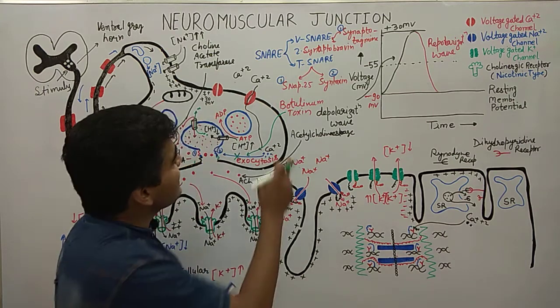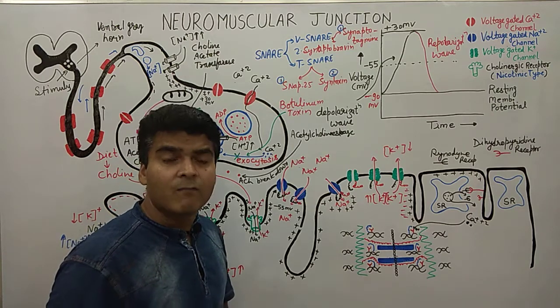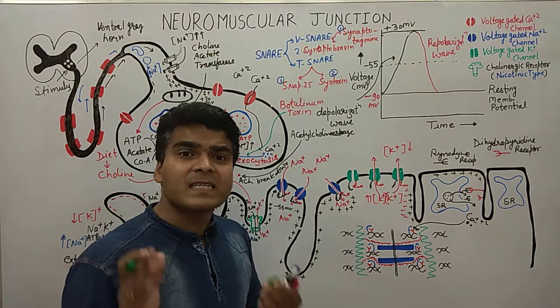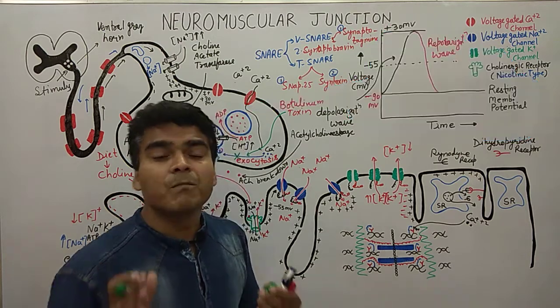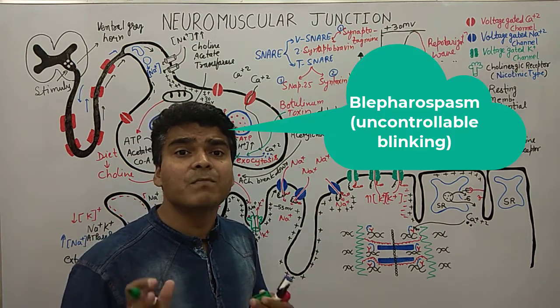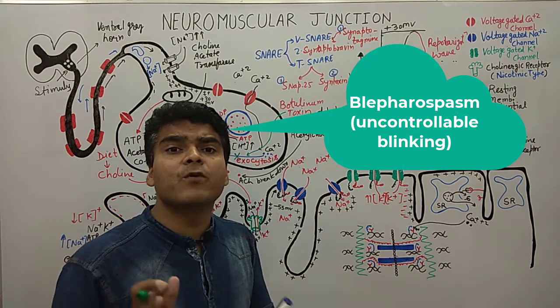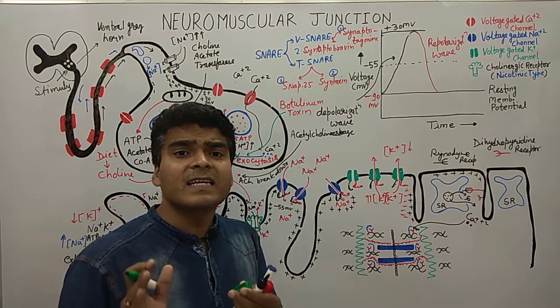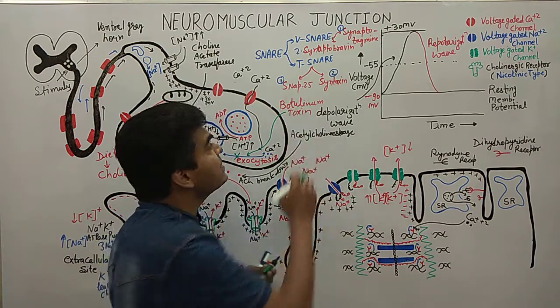But the same botulinum toxin we are using in some disorders. What are those disorders? The first one is strabismus. What is strabismus? This is crossed eye. And the second one is blepharospasm. What is blepharospasm? This is uncontrollable blinking. So this is how we are using botulinum toxin.